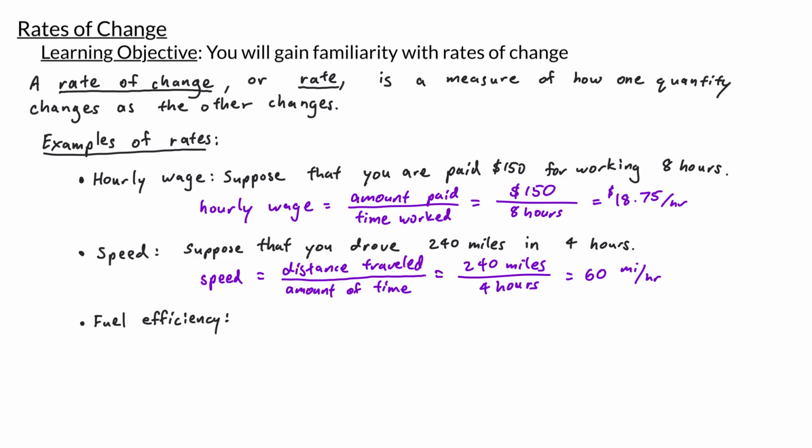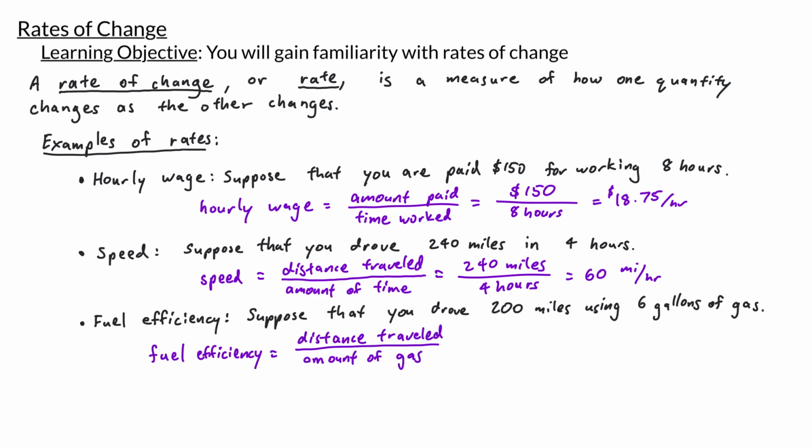Another example of a rate that is related to cars is a car's fuel efficiency. A car's fuel efficiency is usually measured in terms of miles per gallon. So the relevant quantities here are the amount of distance you can travel and the amount of gas it takes. So our rate here would tell us how much more distance we can travel if we increase the amount of gas that we use. As an example, suppose that we drove 200 miles using 6 gallons of gas. Let's try to calculate our fuel efficiency.